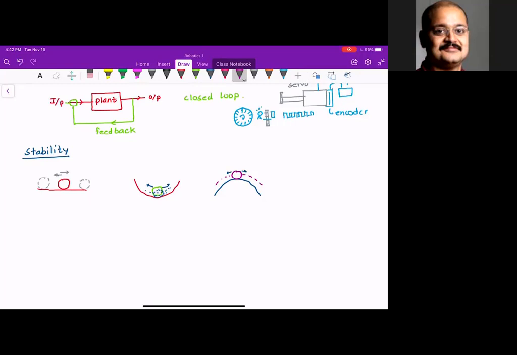Neutral stability is going to a different point but still remaining stable. Asymptotic stability means you are coming back to where you started, and this is an unstable system.